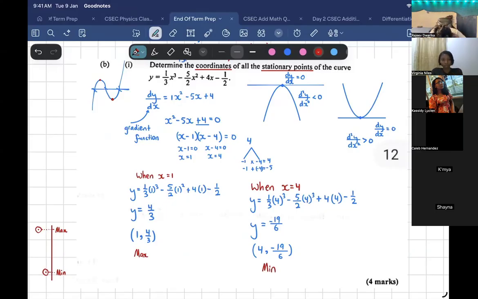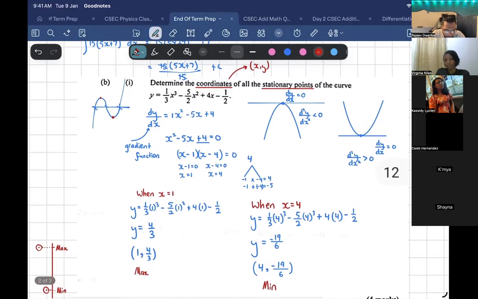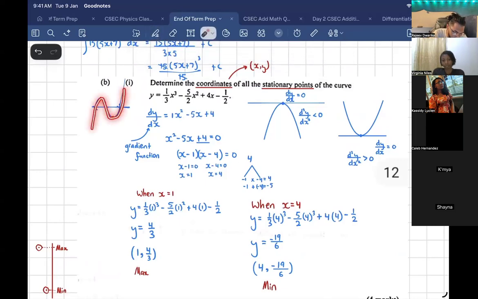So the question asks, determine the coordinates of all stationary points of the curve, and then they give us y is equal to our function. Now you see that little sketch Sir did in the corner, maximum and minimum graphs. At the maximum point the gradient is 0, and at the minimum point our gradient is 0. So the first derivative, dy over dx, has to be equal to 0, because when the point is stationary, your gradient is equal to 0.